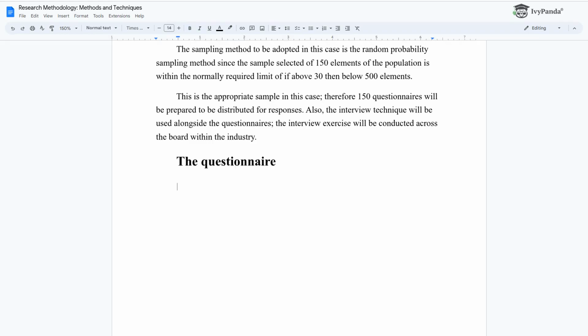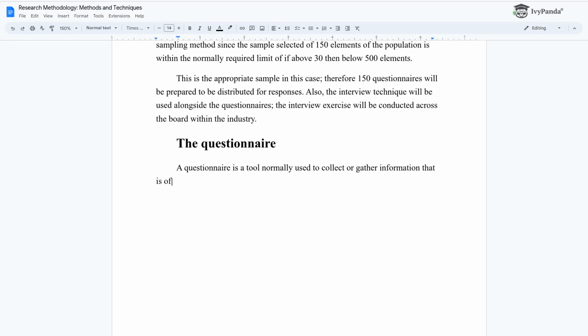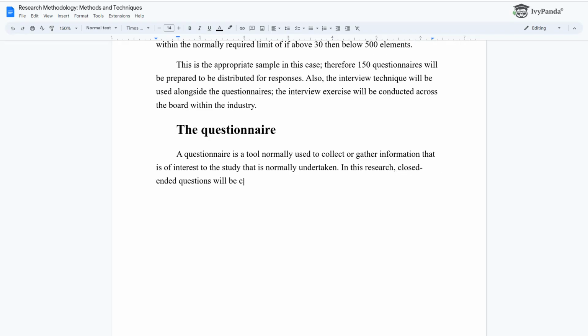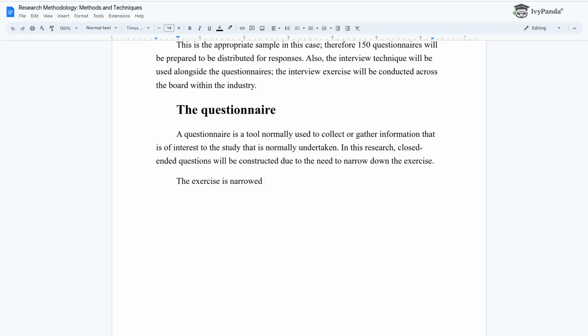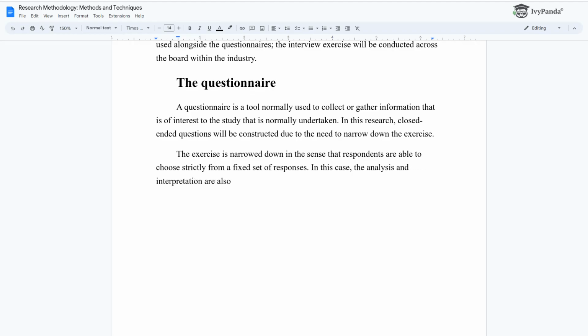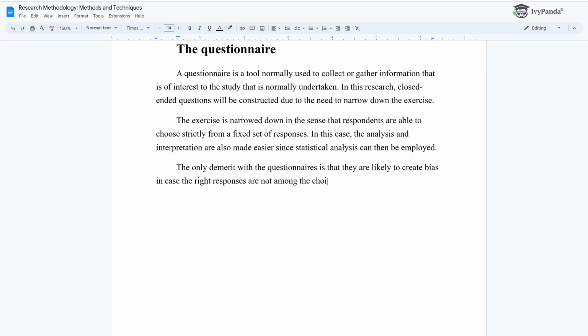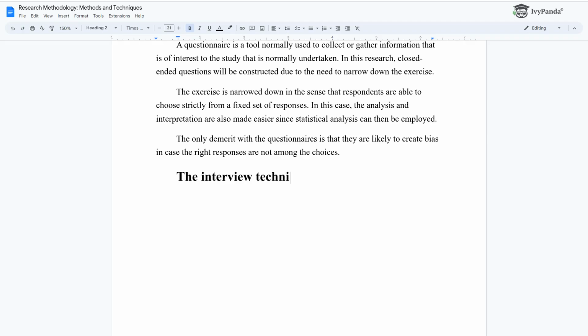The questionnaire. A questionnaire is a tool normally used to collect or gather information that is of interest to the study that is normally undertaken. In this research, closed-ended questions will be constructed due to the need to narrow down the exercise. The exercise is narrowed down in the sense that respondents are able to choose strictly from a fixed set of responses. In this case, the analysis and interpretation are also made easier since statistical analysis can then be employed. The only demerit with the questionnaires is that they are likely to create bias in case the right responses are not among the choices.